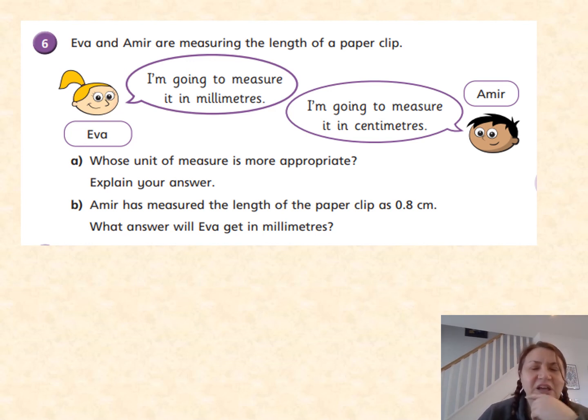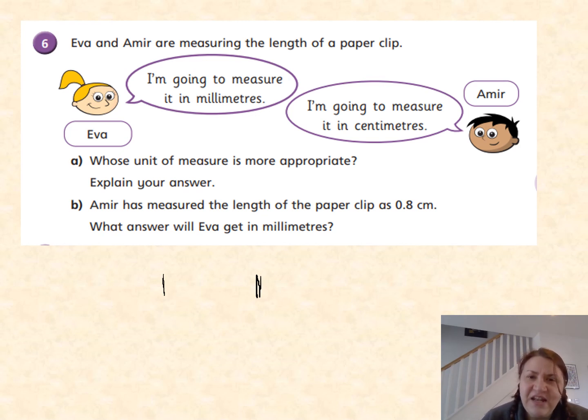Explain your answer. Well, I mean, you could do either, I would say. Which one do you think you would use? I'd say a paper clip is about that length, isn't it? Which one would you use, do you think? I think I would use Amir's centimetres, because you could use the centimetres and then add some millimetres to it. You could say it's, I don't know, 3.2 centimetres. To me, that would make more sense than saying 32 millimetres. But actually, I think you could use either in this case. I think both of them could be correct.